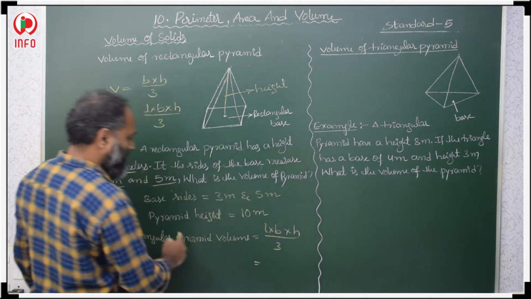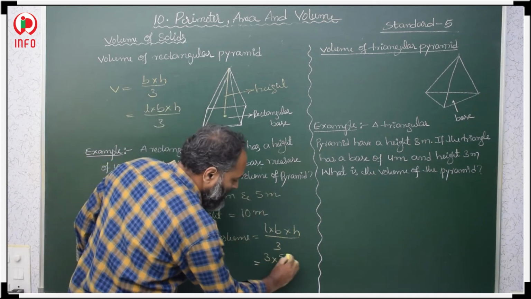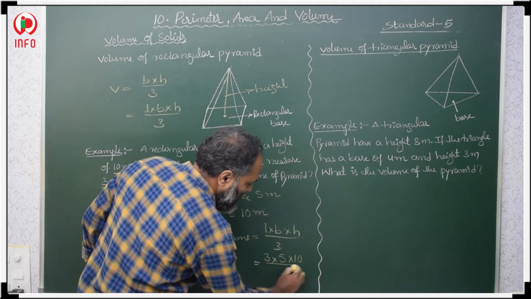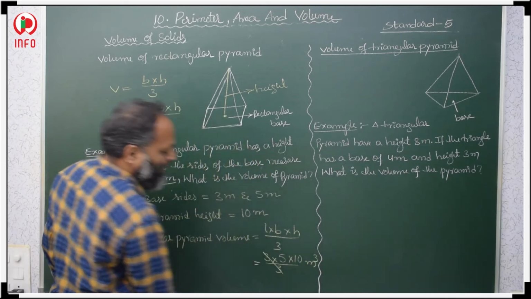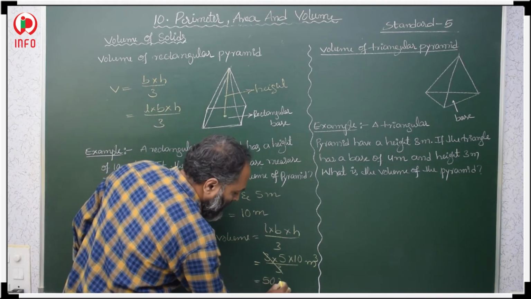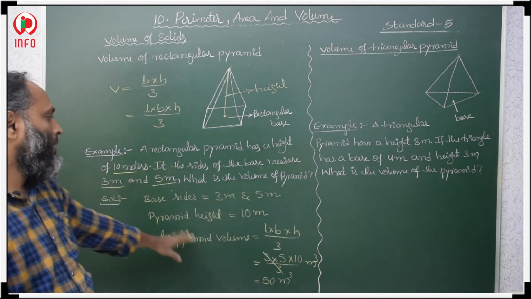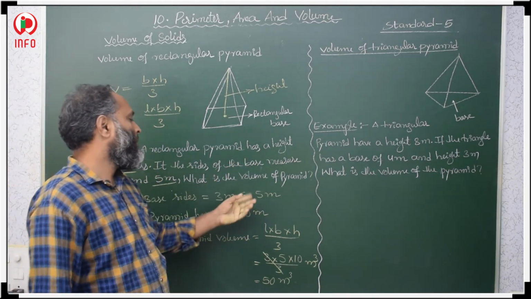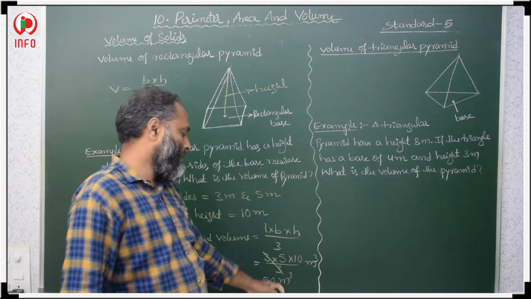What is the length here? 3 meters, breadth is 5 meters, height is 10 meters by 3. All are in meters, so meter cube we have to write. 3 and 3 get cancelled, 5 tens are 50 meter cube. This is a rectangular based pyramid with a height of 10 meters, volume is 50 meter cube.